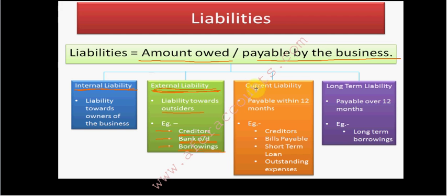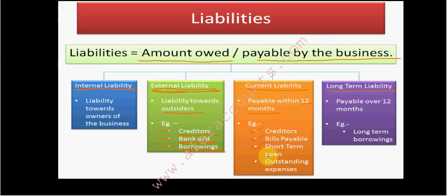Now let's divide the liability as per your term: current liability and long-term liability. What is current liability? The liability which is payable within 12 months is known as your current liability. See, I need to pay creditors within 12 months. My bills payable, that is a short term, time is given, not over 12 months, so it is a current liability. Short term loan, again your current liability.